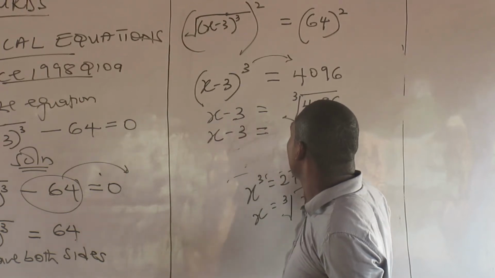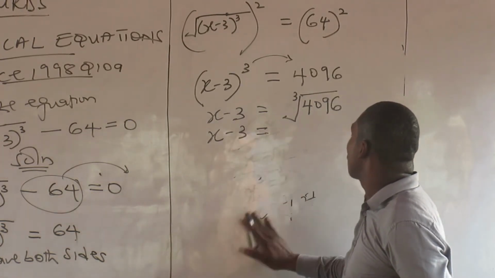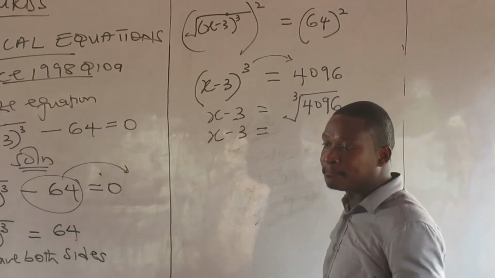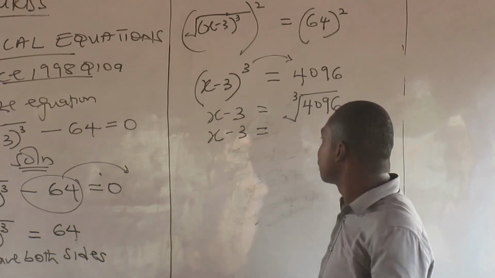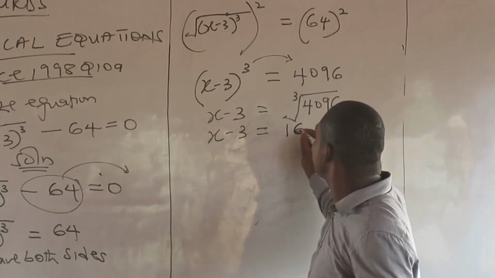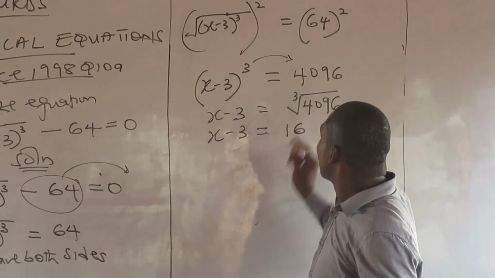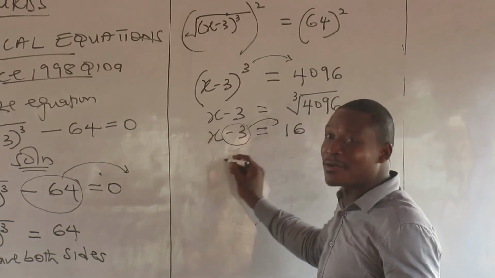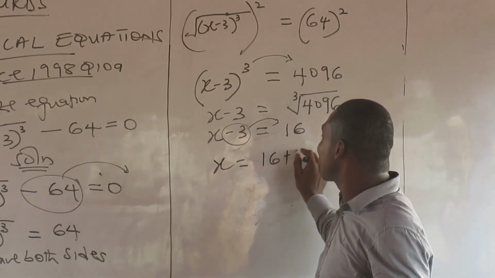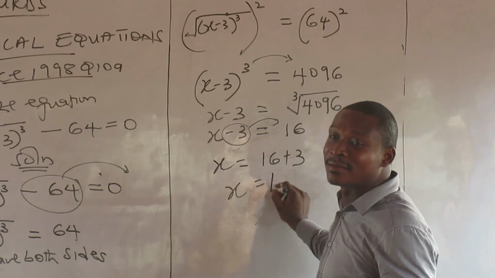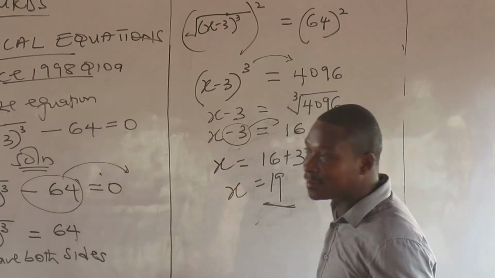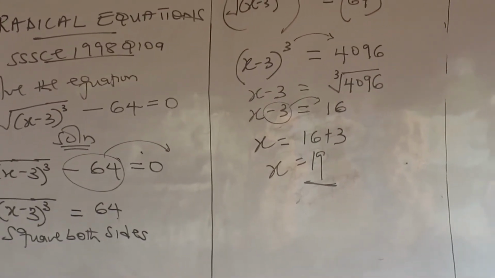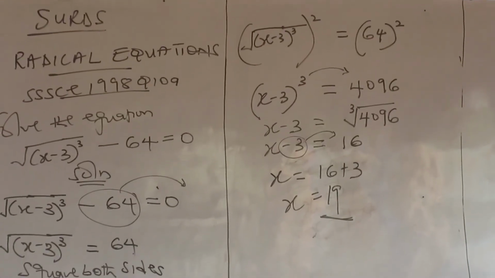Now, what is the cube root of 4096? 16, right? We have 16. How do I get my x? Wow, see, it's very simple. That is 16 plus 3. Finger counting, 19. So that is our first question on radical equation.